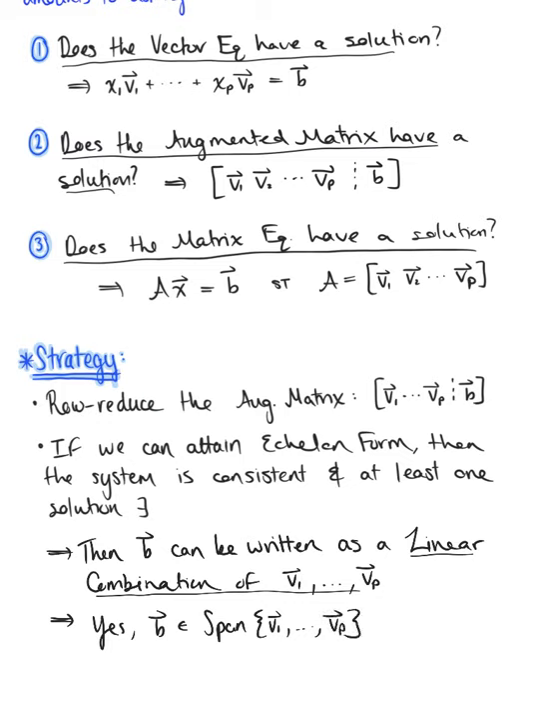So we will row reduce the augmented matrix. If we can attain echelon form, then the system is consistent and must therefore have at least one solution. So if at least one solution exists, then vector b can be written as a linear combination of those vectors, and therefore vector b is in the span of the set of vectors. So let's go ahead now and take this strategy and apply it to some examples.